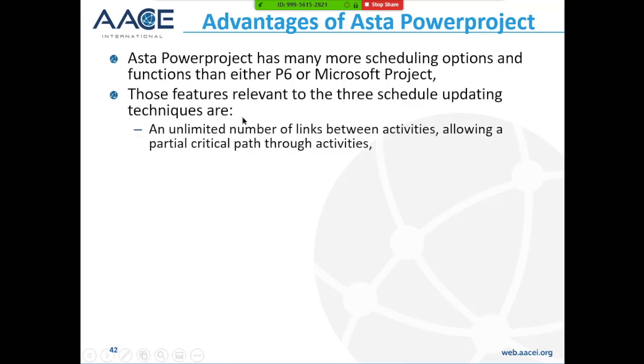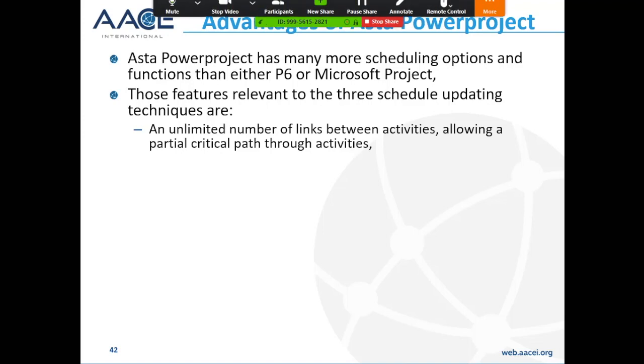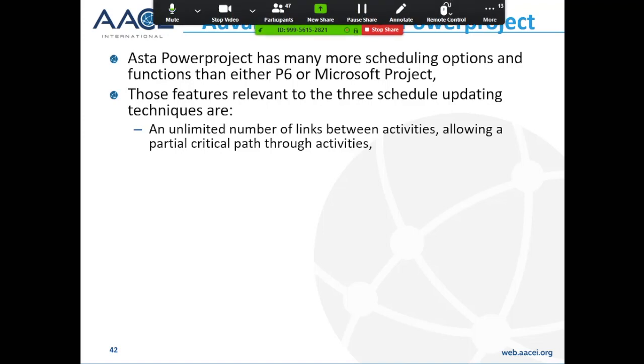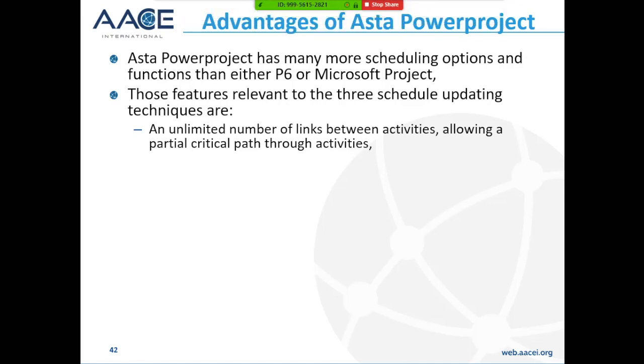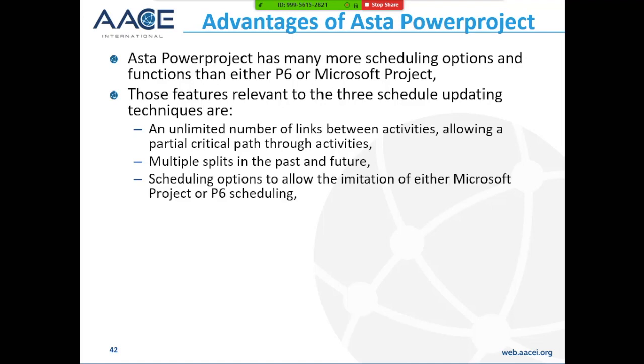First of all, you can put an unlimited number of links between activities, allowing a partial critical path through activities. So ASTA puts the lead or lag on the activity and not on the relationship, which happens in most US products. Most European products put the lead or lag on the activity, and therefore you can have an unlimited number of relationships between two activities in a partial critical path. It allows multiple splits in the past and future. It allows the imitation of Microsoft Project or P6 scheduling.